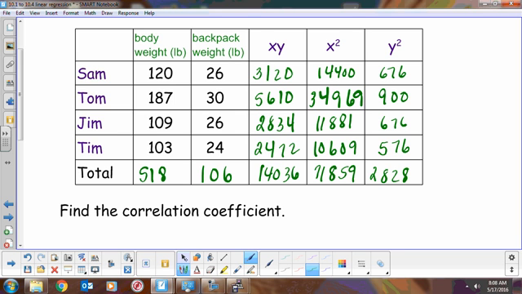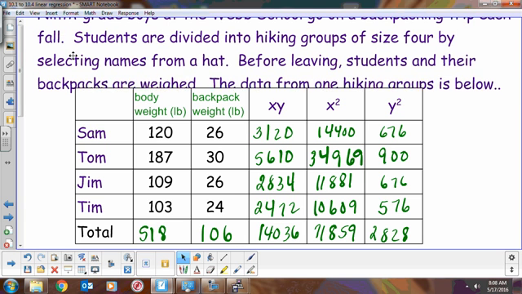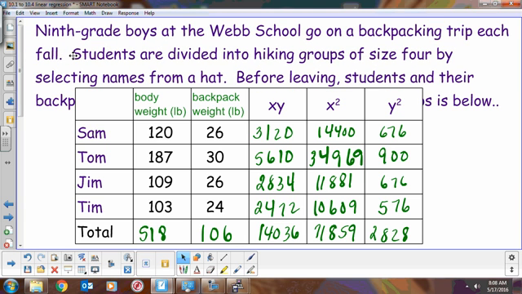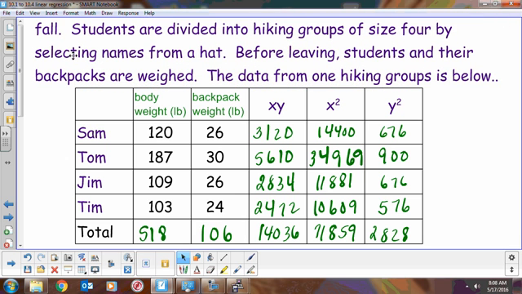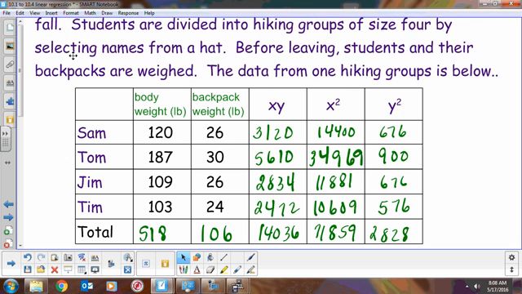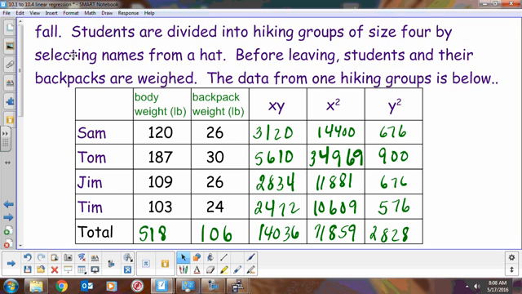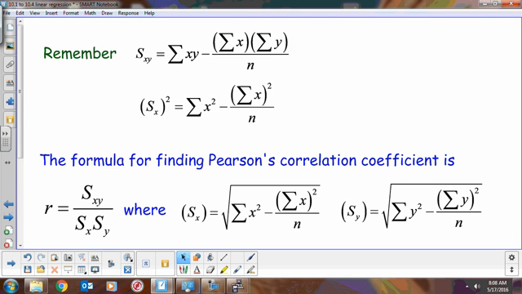All right, so I don't think we can see what this said. Ninth grade boys at Webb School go on a backpacking trip each fall. They're divided into hiking groups the size of 4 by selecting names from a hat. Before leaving, students and their backpacks are weighed. The data from one hiking group is below. All right, so we're going to find the correlation coefficient, but in order to do this, we need this information over here. So this is the R.